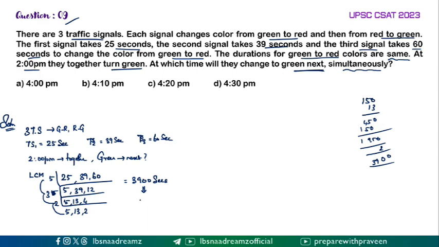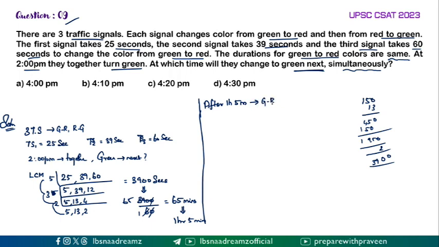converting them into minutes, 3900 divided by 60 is equal to 65 minutes. So we can tell 65 minutes as 1 hour 5 minutes, right? So after 1 hour 5 minutes, they will change from green to red together. So they will change from green to red together because the durations for green to red colors are same. And again, after 1 hour and 5 minutes, they will change from red to green.